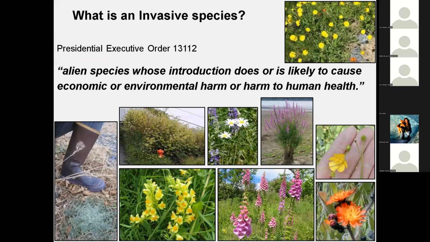I'll start with a basic definition. What is an invasive species? It is an alien or non-native species whose introduction does or is likely to cause economic or environmental harm or harm to human health. The key word is harm. Many non-native species are not invasive. So what kind of harm are we talking about?